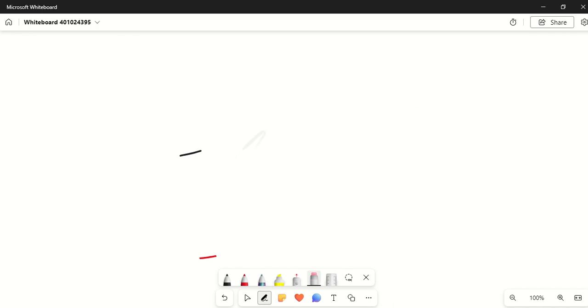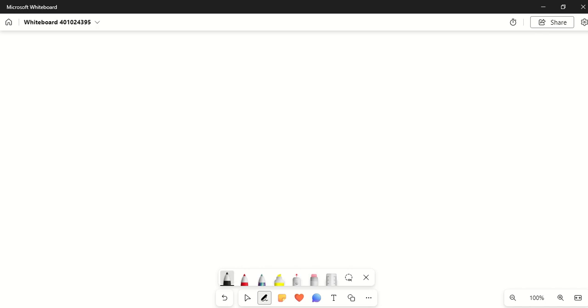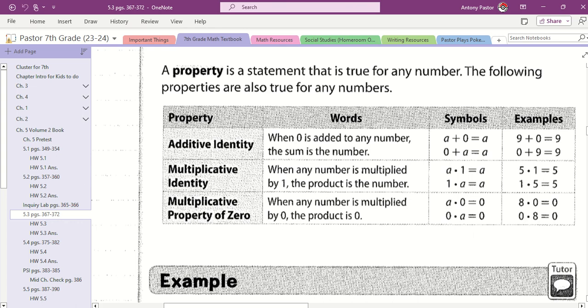Therefore, all of these properties that we're talking about today will have true statements. The additive identity property states that when a number is added to 0, the sum is that number. So if I take 17 plus 0, my answer is still just that number. Basically, if you add 0 to any number, it is still that number. That is the additive identity property.